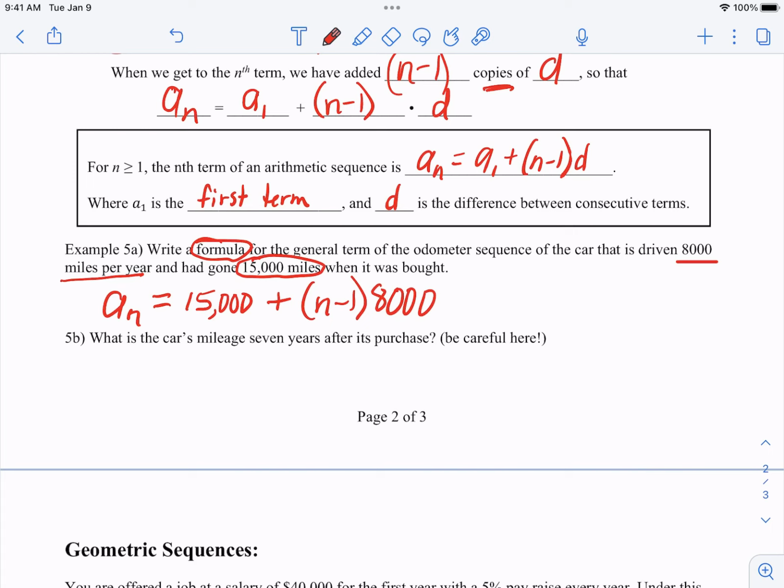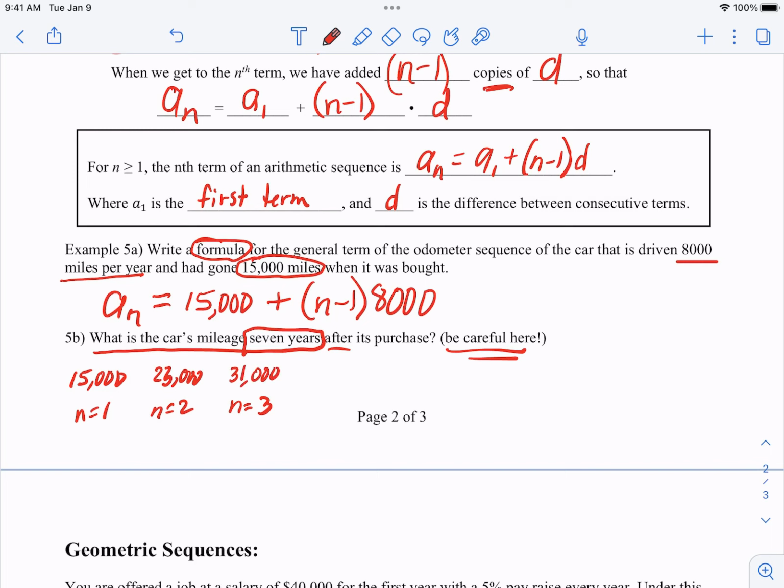We just substitute A1 and 8,000 in for the two constants in our formula. So now, what if we wanted to find out after 7 years after we bought this car, how many miles would it have on it? Now, it says to be careful here, because what you might notice if we write out some terms, let's just write out a few. So the first term, when n is 1, the first term is 15,000, that's what we started with. The second term is 15,000 plus the 8,000 miles, so that's 23,000. The third term would be 16,000 more than when we bought it, so 31,000.